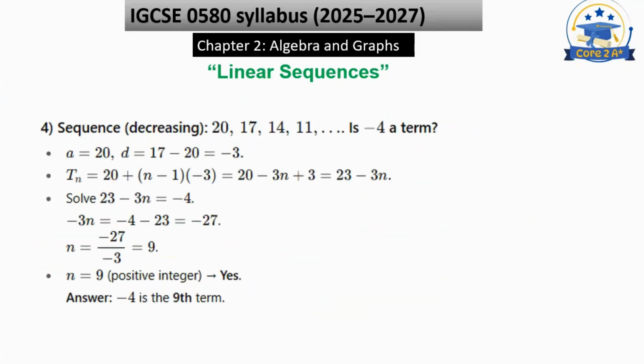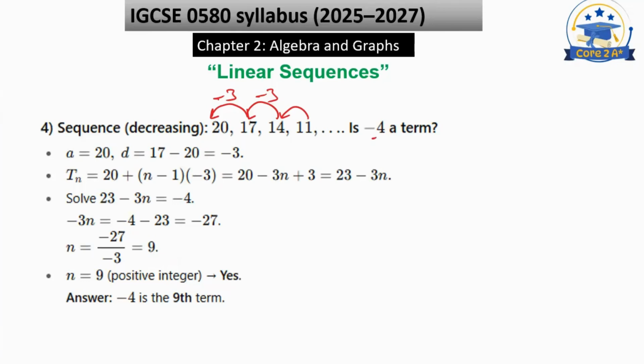Okay. Next, question number 4. This is a decreasing sequence. Why? 17 minus 20 is minus 3. 14 minus 17 is minus 3, right? And it keeps decreasing. The greatest value is 20 and then it is decreasing.